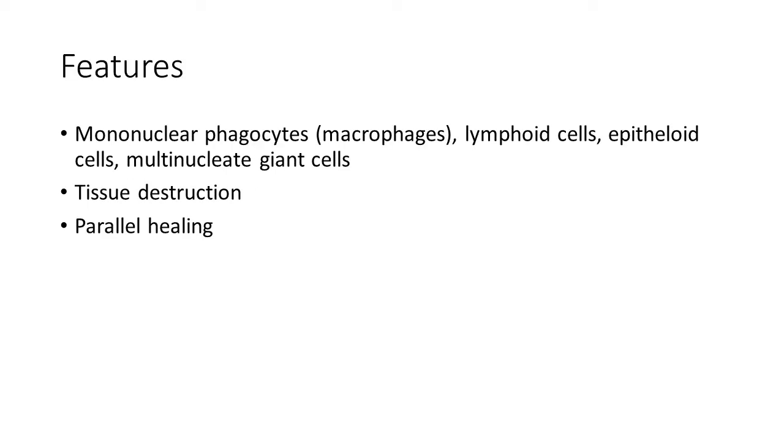Coming to the general features of chronic inflammation, the distinguishing feature of chronic inflammation is mononuclear cell infiltration. There is infiltration by mononuclear phagocytes or macrophages, lymphoid cells, epithelioid cells, etc. And the other feature is, as we saw in the definition, there is tissue destruction and healing progressing parallelly. There is tissue destruction which is brought about by activated macrophages which release a variety of biologically active substances like protease. And there is parallel healing or proliferative changes resulting in the formation of inflammatory granulation tissue.